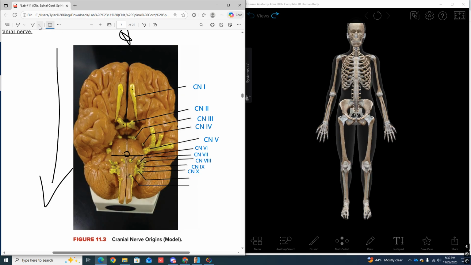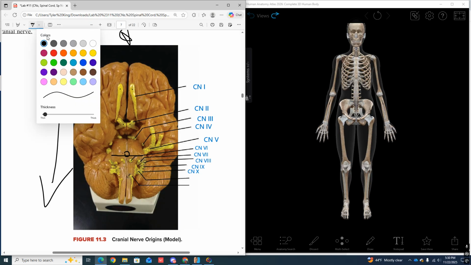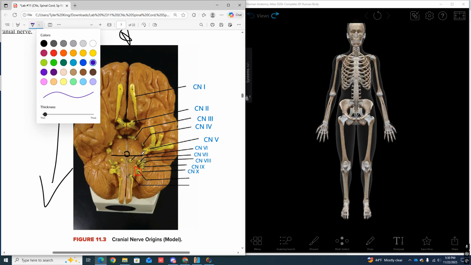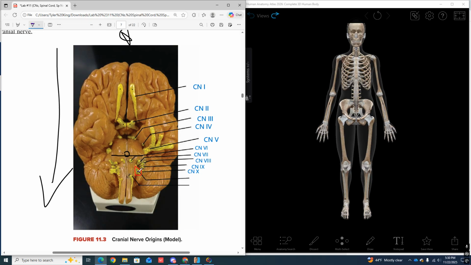With the 12th one, I showed you guys in class, the 12th one is that little itty-bitty prong. Vagus is this huge fan-shaped one, I just drew it. That prong is that little guy right in the dead center there. That's number 12, hypoglossal. And right below that is accessory, CN XI.